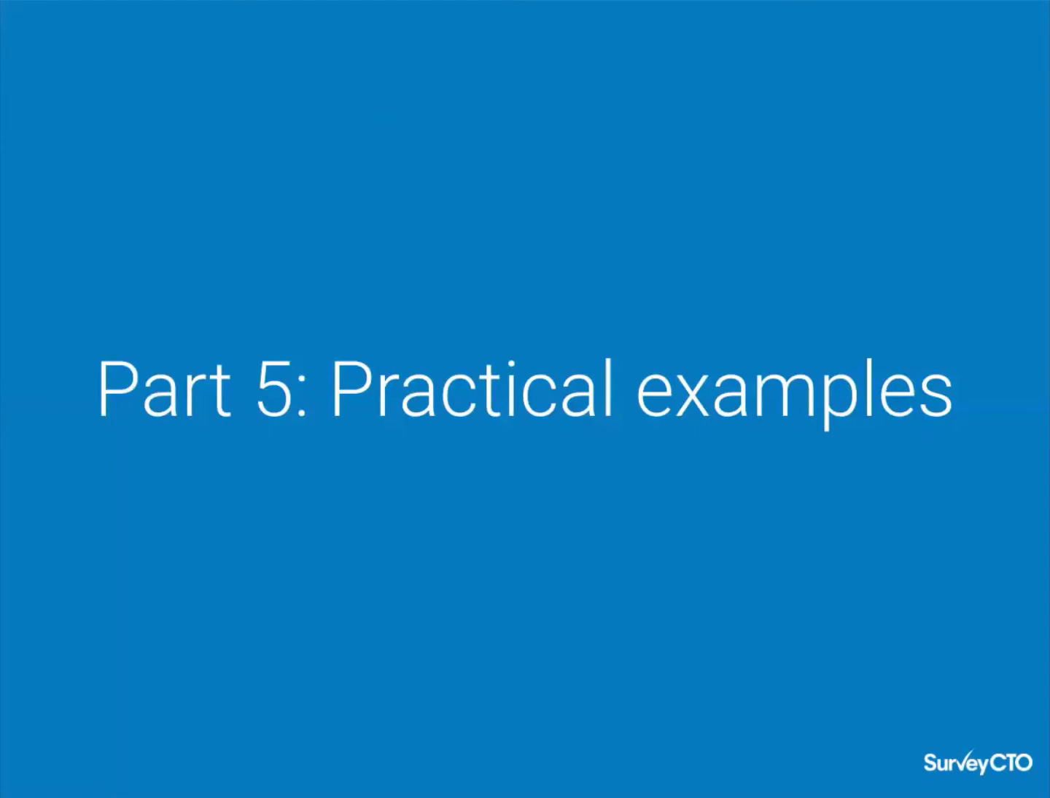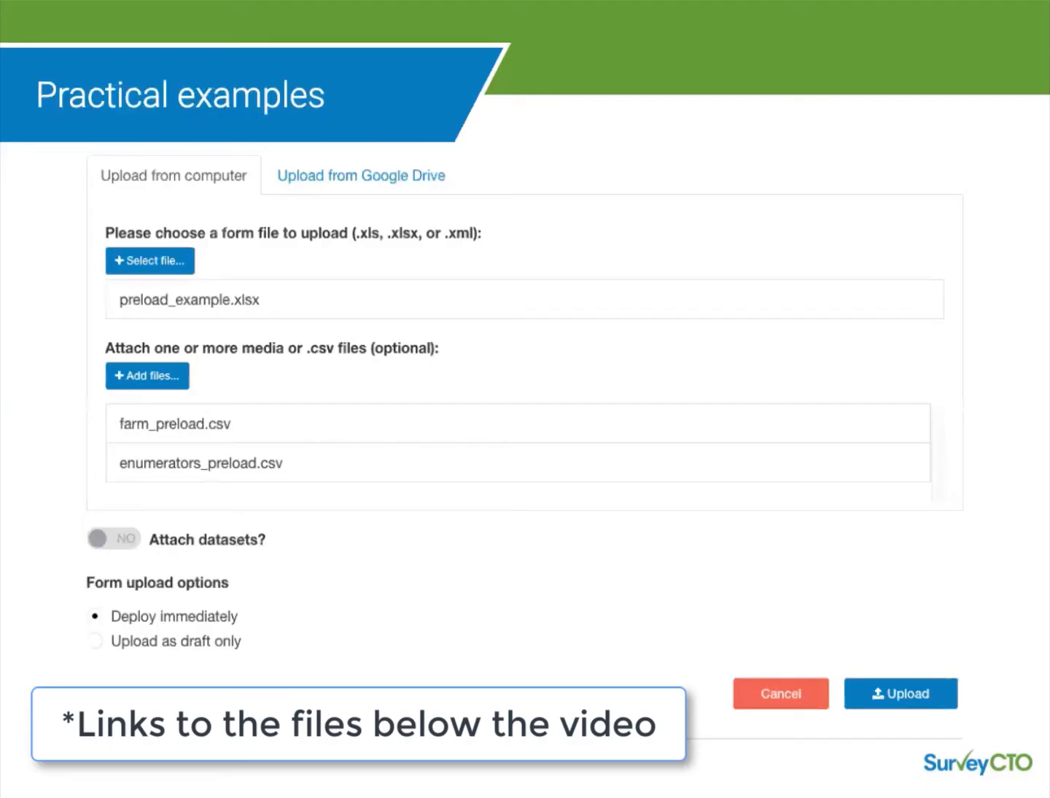Now that we know how to build the pull data expression, let's take a look at some actual ways we might use it. If you would like to come back later and try the example yourself, download the Excel file preload example and the CSV files farm preload and enumerators preload and upload them to your server like this. We'll make these files available when we post the presentation.